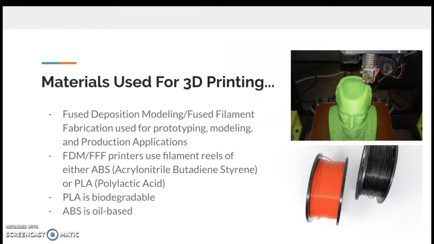As for the materials used for 3D printing, fused deposition modeling as well as fused filament fabrication are mainly used for prototyping, modeling, and production applications. Both FDM and FFF printers use filament reels of either ABS or PLA, which both can be malleable when heated to a certain temperature. And PLA is biodegradable and ABS is oil-based.